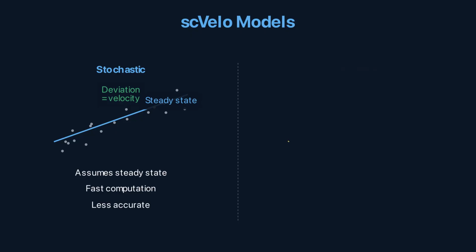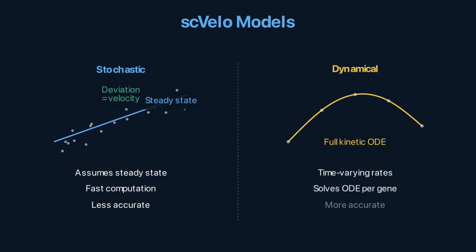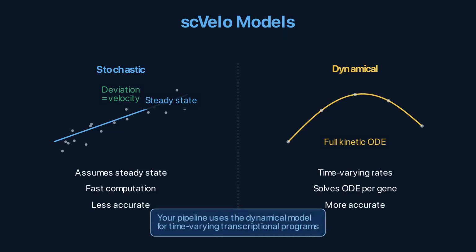The dynamical model fits a full kinetic model: transcription rate, splicing rate, degradation rate, all time varying. It solves the ODE for each gene to estimate velocity. Slower, but much more accurate. Your spatial transcriptomics pipeline uses the dynamical model because glaucoma disease progression involves time-varying transcriptional programs.